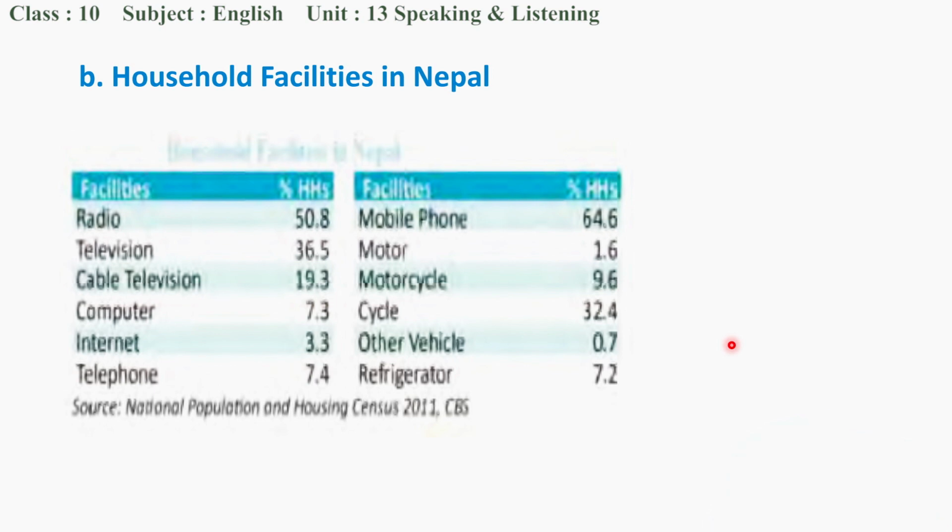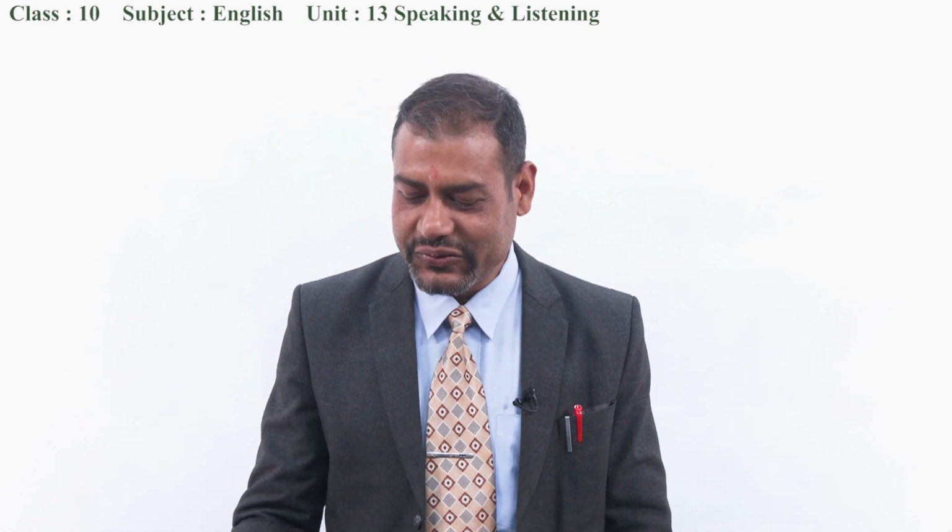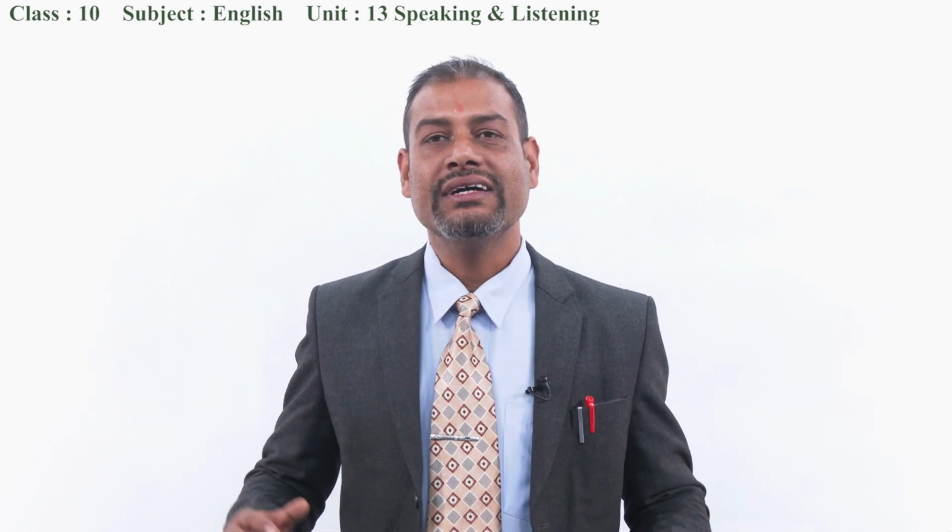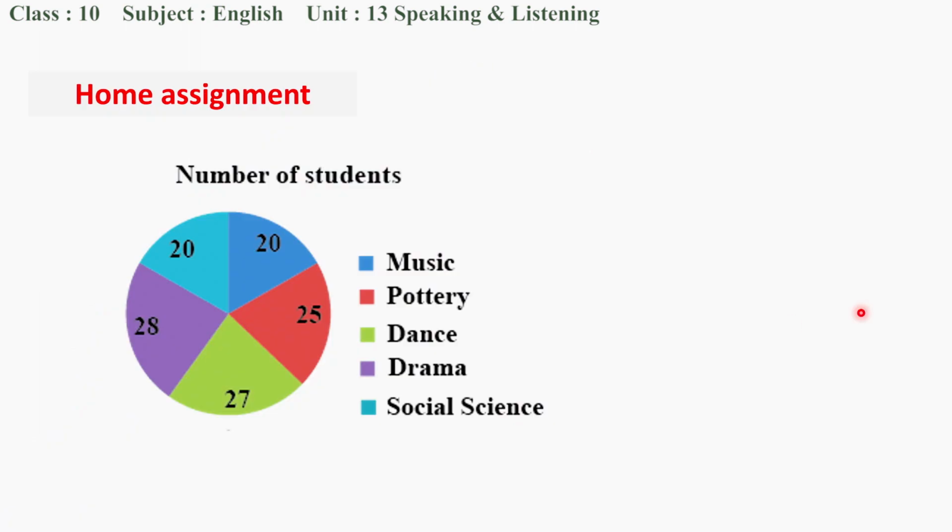All right. Now you can see the home assignment for you. This is what you have to do under your speaking skill. Now, you can see the number of students. Students for music, you can see the symbol here also. Music, you can see 20%. Pottery, you can find 25%. Dance, 27. Drama, 28. Social science, 20. This is what you have to interpret. So have you got it? Good. So interpret it in your free time with your friends.